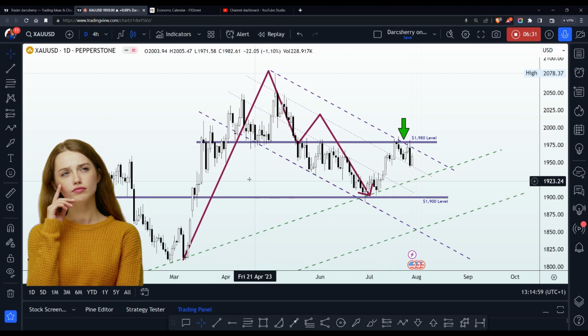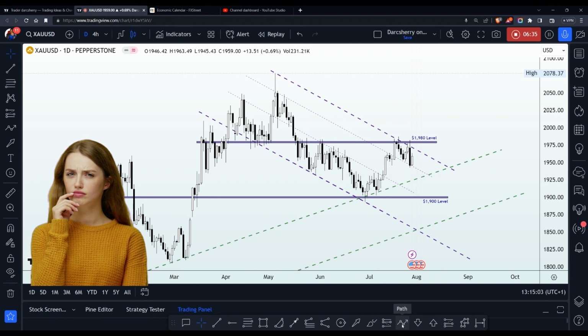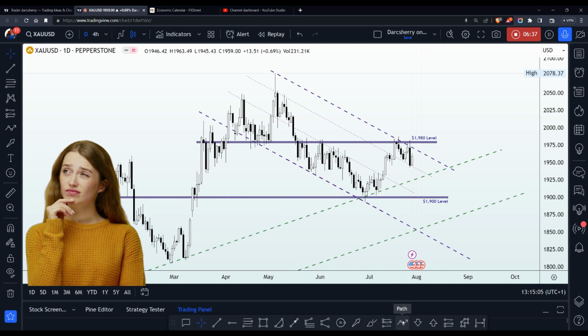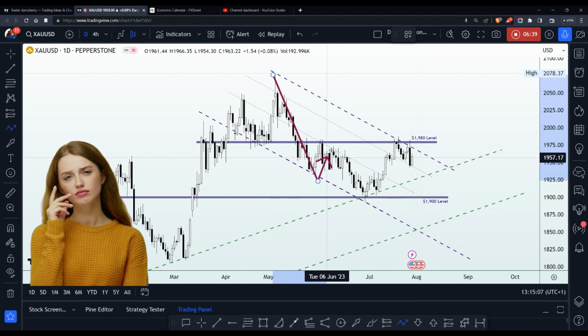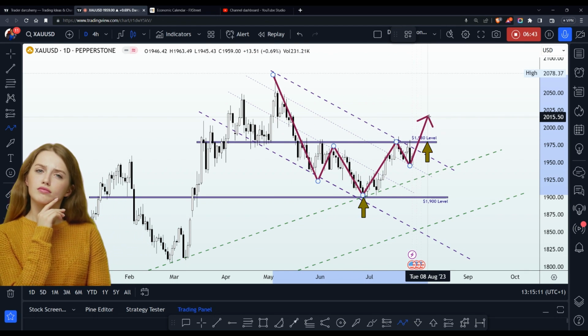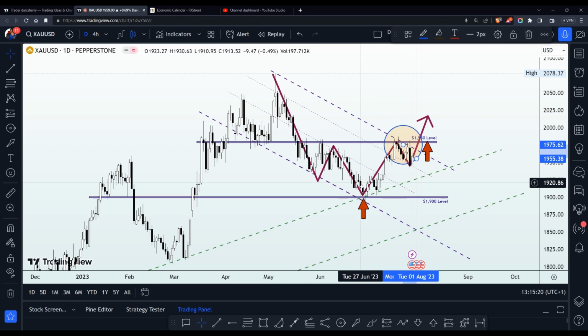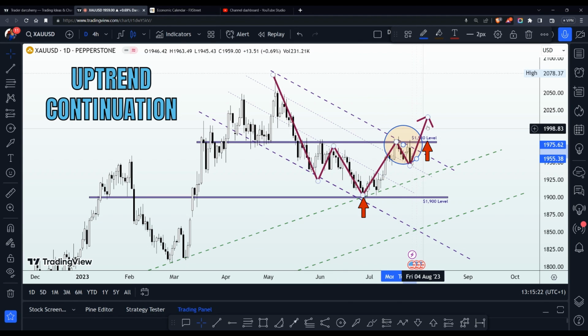Now, the question going into the new week is, will this whole setup turn out to be the completion of the retracement move? That is, price could probably lead into a situation where it breaks out of both the 1,980 level and the resistance line of that descending channel to incite another wave of bullish momentum.